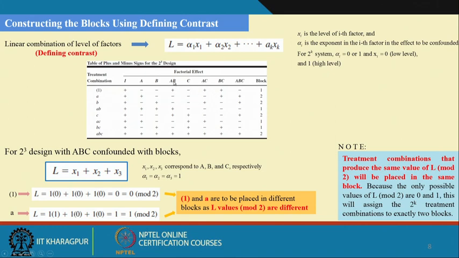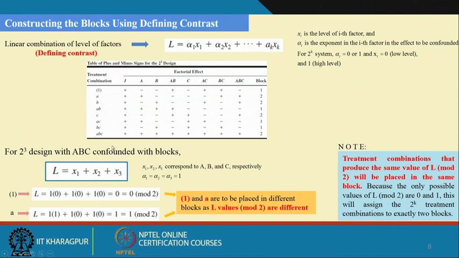If your effect to be confounded is AB, then the assignment of blocks will be different. That means the first one will go to block 2, the second and third will go to block 1, then again block 2, then another to block 1 and block 2. Now, the block which contains the treatment combination 1 is the principal block. If AB is confounded, then this means 1, then AB, then C, and then ABC.